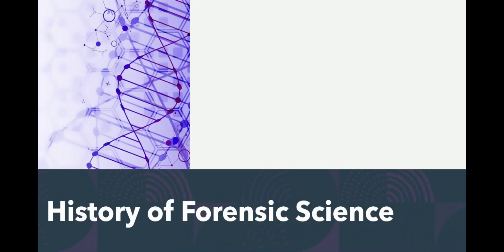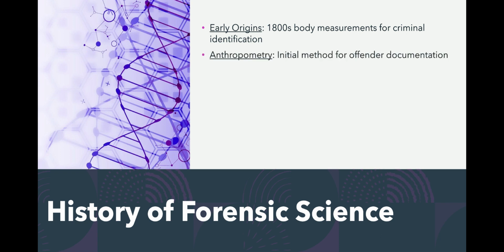So, now let's take a brief look at the history of forensic science. The origins of forensic science can be traced back to the 1800s when body measurements were used to identify criminals. They would measure your limbs and other parts of your body. And this is actually called anthropometry. It's the practice of measuring and documenting an offender's body. So when they would arrest someone, they would take all these body measurements, and that was their attempt at identifying that person and documenting who they are.